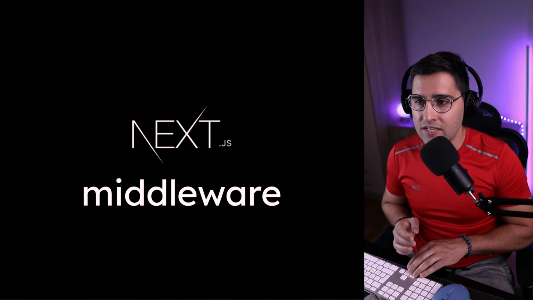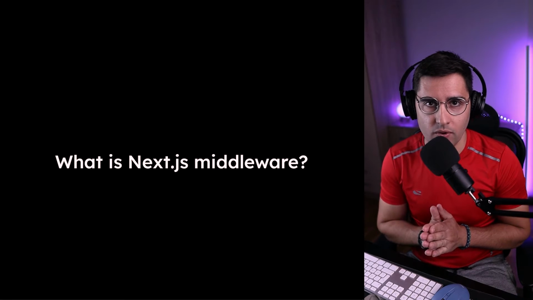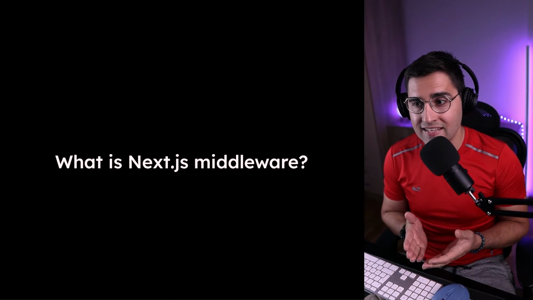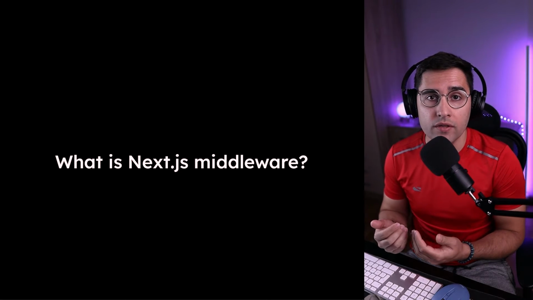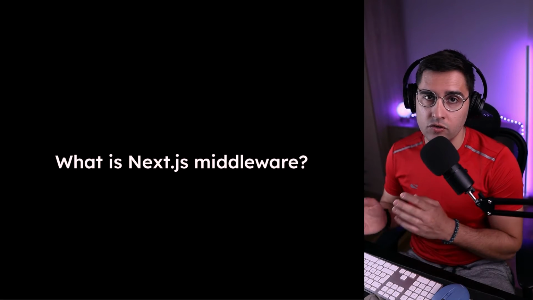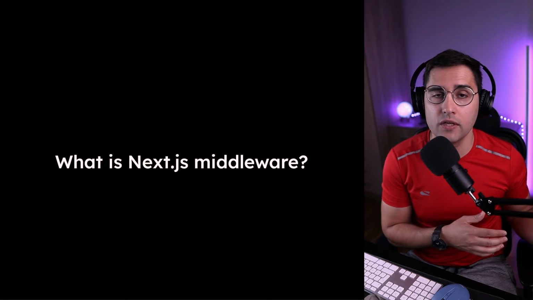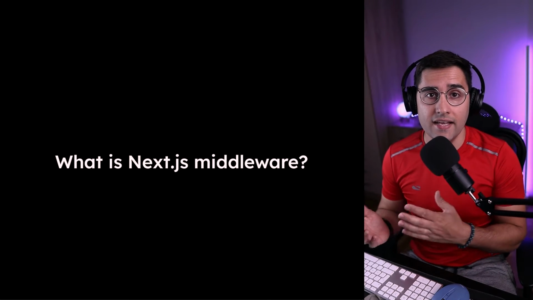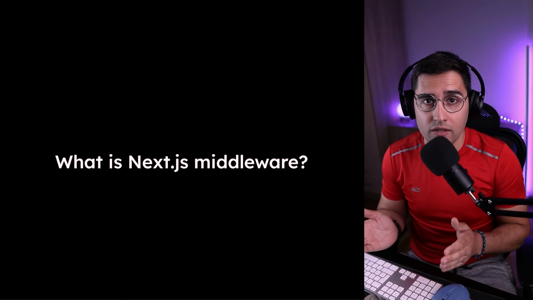Okay, first of all, let's just answer the question what Next.js middleware is in the first place. So Next.js middleware is just a function that gets executed before your route gets completed. So let's say that you're on a home page and you want to navigate to a to-do list page. Before your to-do list page gets rendered, this function gets executed. And that's it. That's all it is.